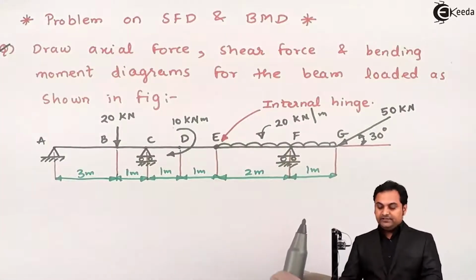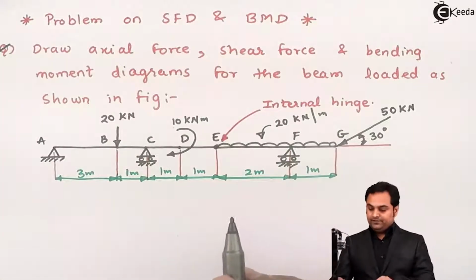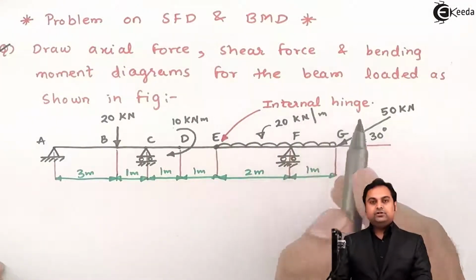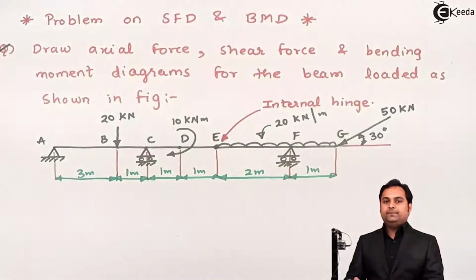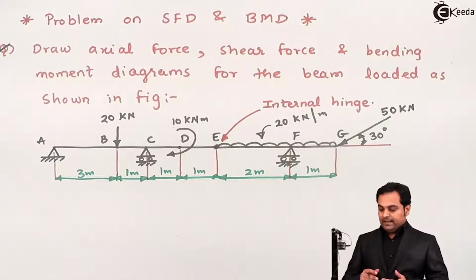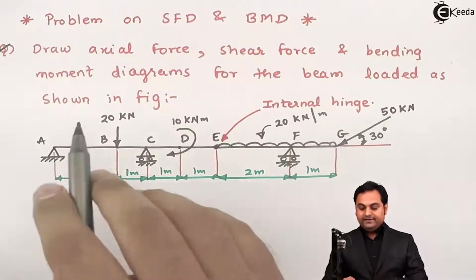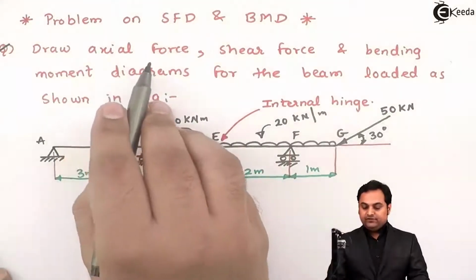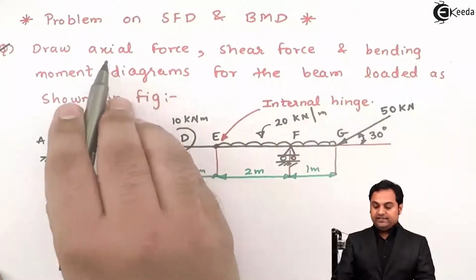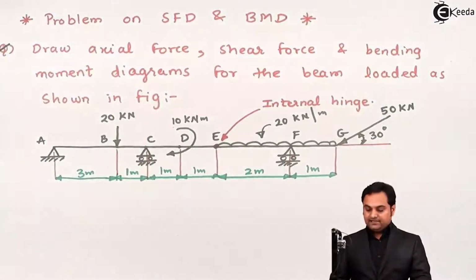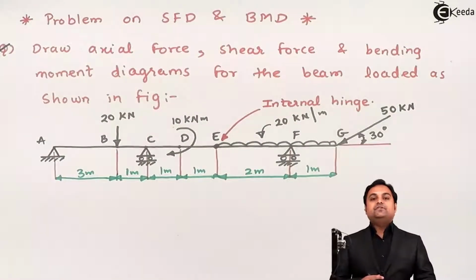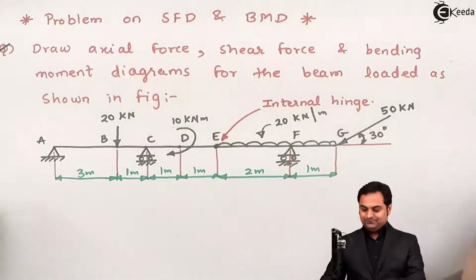Apart from that, they have indicated in this problem that point E is an internal hinge. Now, what happens because of the internal hinge, we are going to see in the further part of this problem. And while reading the question, we have to even draw the axial force diagram here. Apart from shear force and bending moment diagrams, we even have to draw the axial force diagram. So with the question understood, let us try to get the solution to this problem.